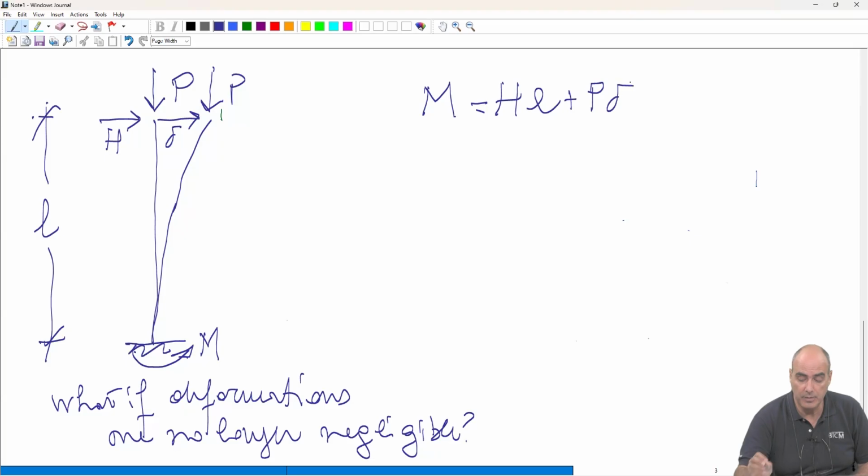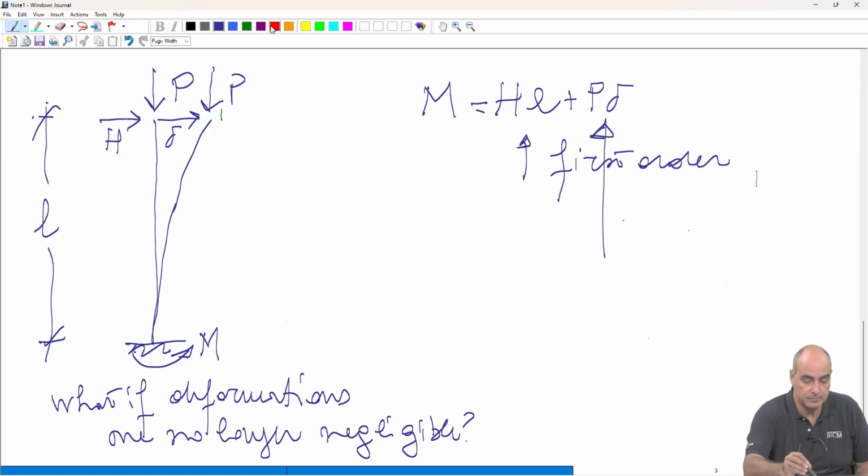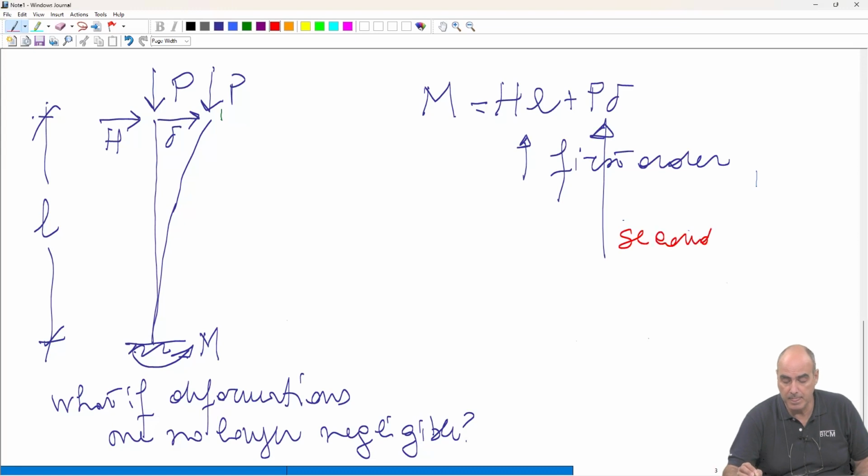Plus P delta. So your moment, as we say, consists of two contributions. This one is the first order moment. The first order moment you have writing the equilibrium in the undeformed configuration. You always have that moment. This one here is the second order moment.